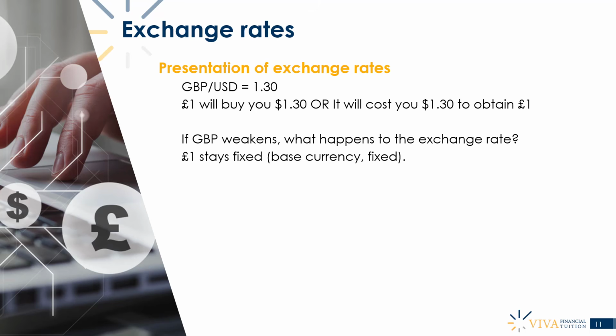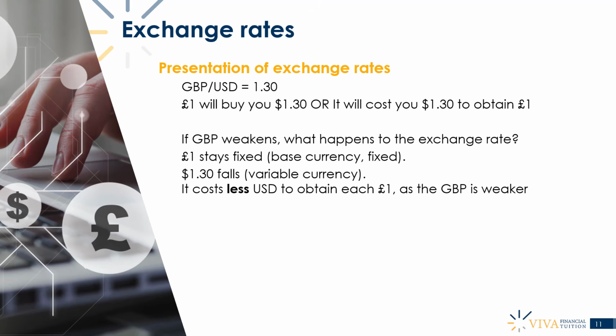So my logic. First thing to note is that the £1 remains as £1. That's a constant. That's called the base currency. The first one is the base or home currency. So that stays constant at 1. And it's the other number that changes, the 1.3. And that 1.3 will fall.